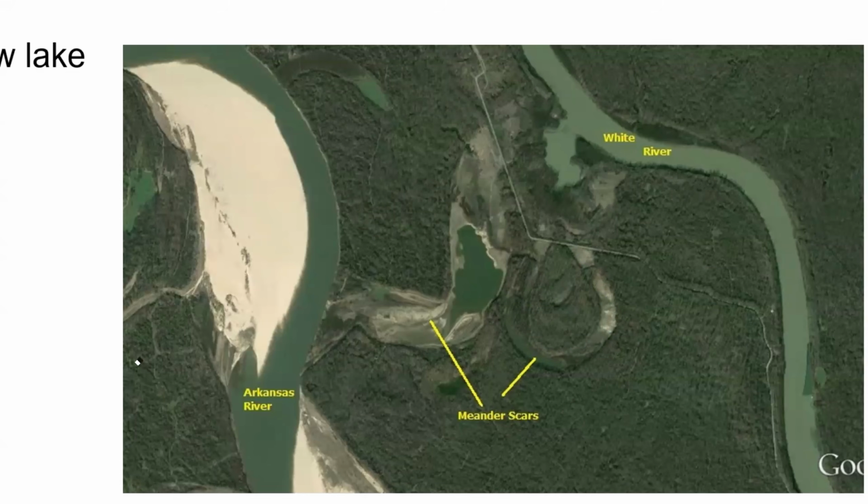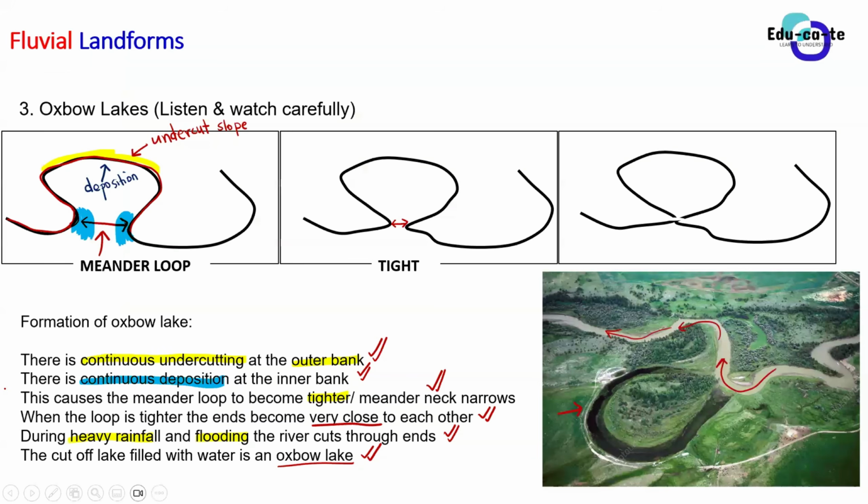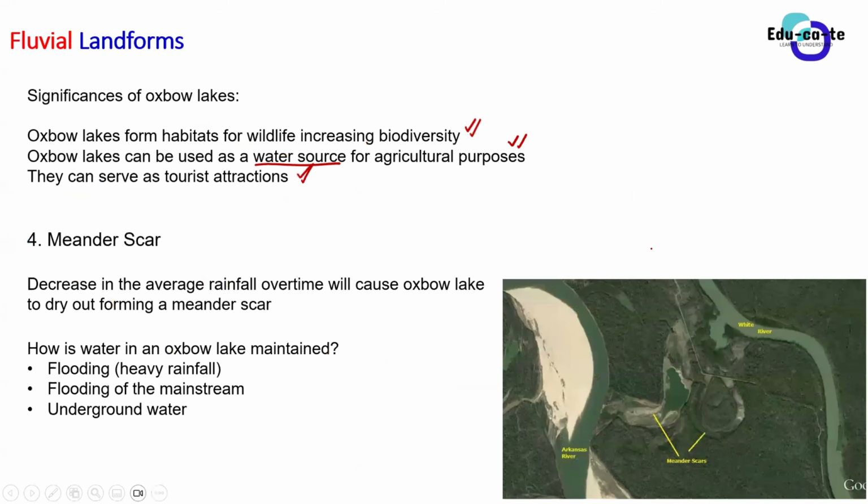So it starts as a meander loop, and then it gets cut off. That is the one thing. And then it becomes a tighter meander loop such that it gets cut off from the mainstream. And then when it runs out of water, it will become a meander scar.